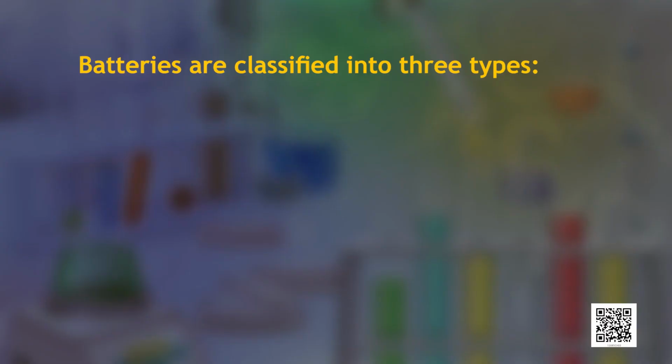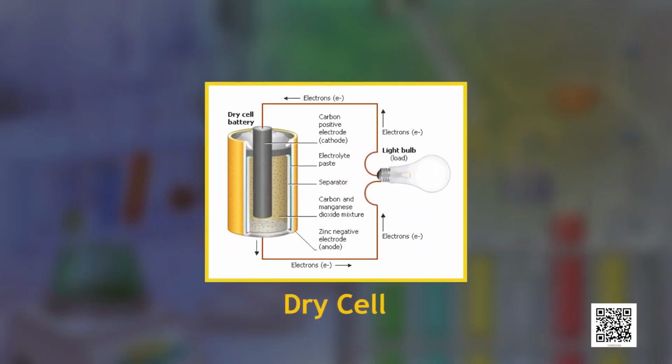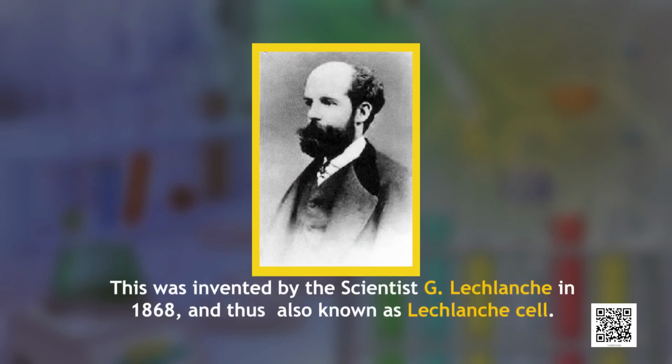Batteries are classified into three types: primary cells, secondary cells, and fuel cells. Primary cells are those electrochemical cells which once discharged or used cannot be recharged. Or we may say that the electrochemical reaction cannot be reversed by passing electricity through the cell. That's why a primary cell becomes dead after being used for some time. The most commonly used primary cell is a dry cell. This was invented by the scientist G. Leclanche in 1868 and thus is also known as the Leclanche cell.